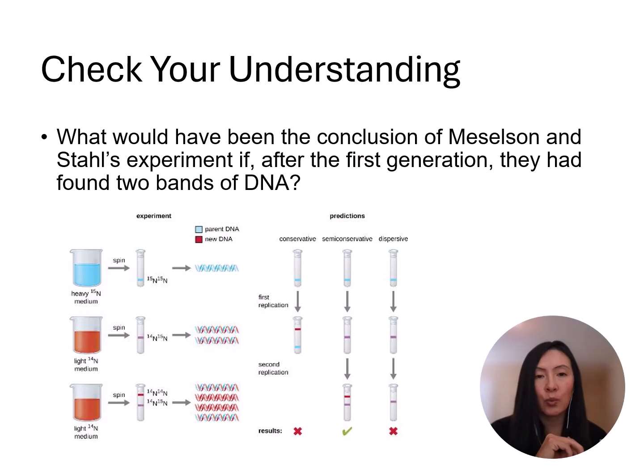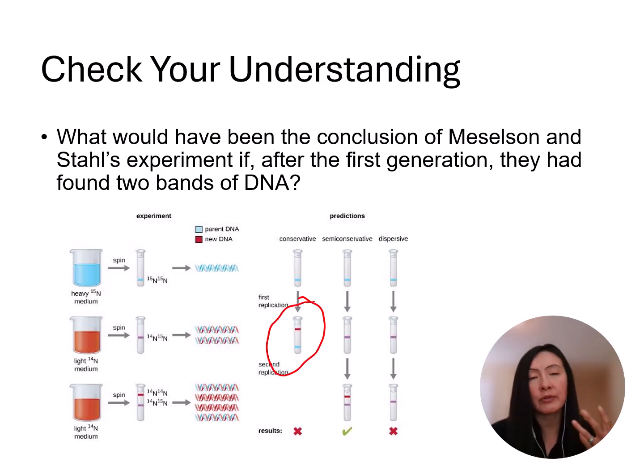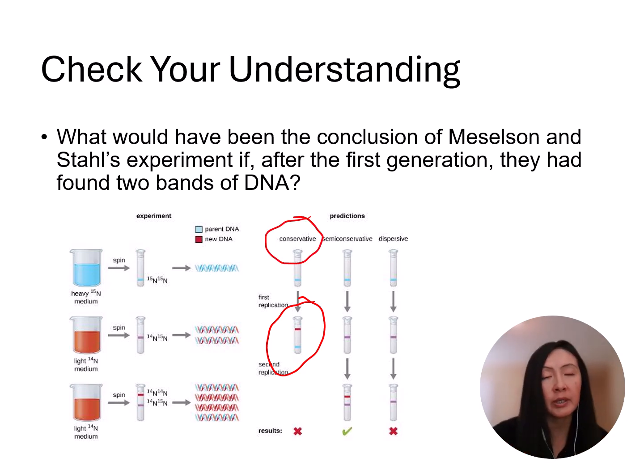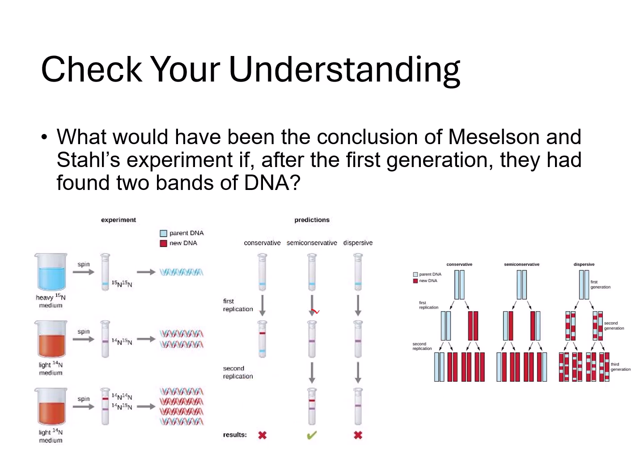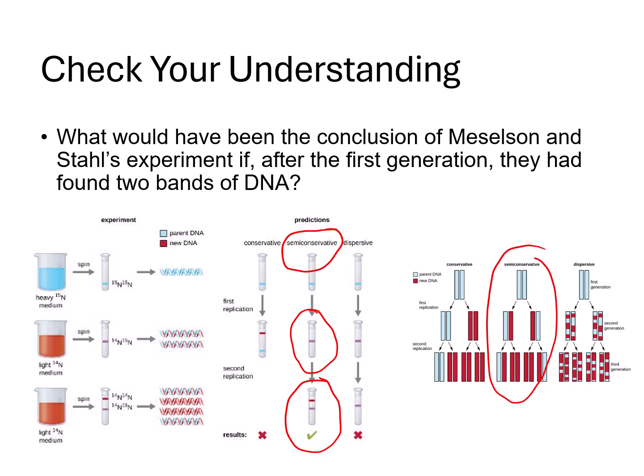This checkpoint asks, what would have been the conclusion of Meselson and Stahl if after the first generation they found two bands of DNA? So if two distinct bands, heavy and light, had appeared after one generation, after one round of replication, it would have supported the conservative model of replication, meaning the original parent DNA stayed completely intact and a brand new DNA was made from scratch. But what they actually found was that hybrid band, and then ultimately they found a hybrid and light band after the second round. So remember, their final conclusion was that DNA replication is semi-conservative.